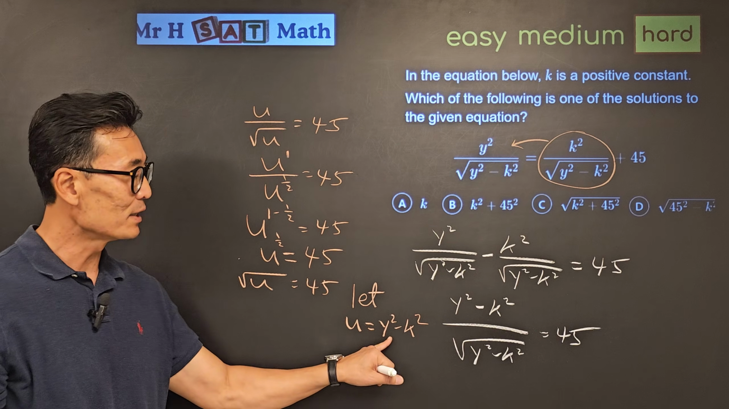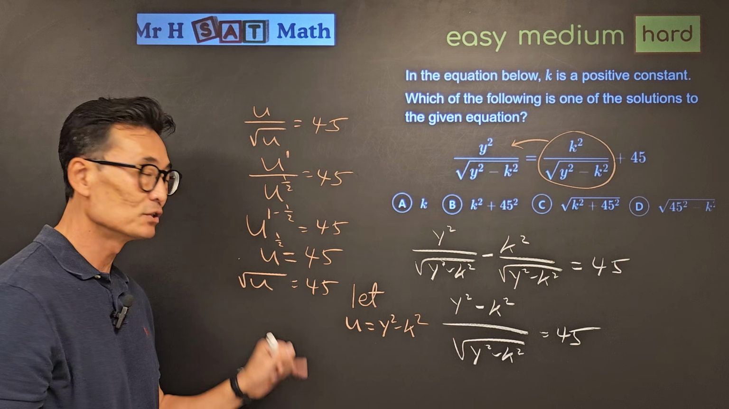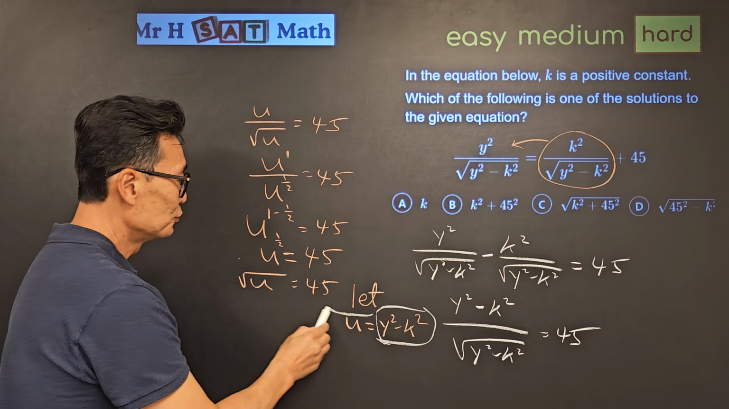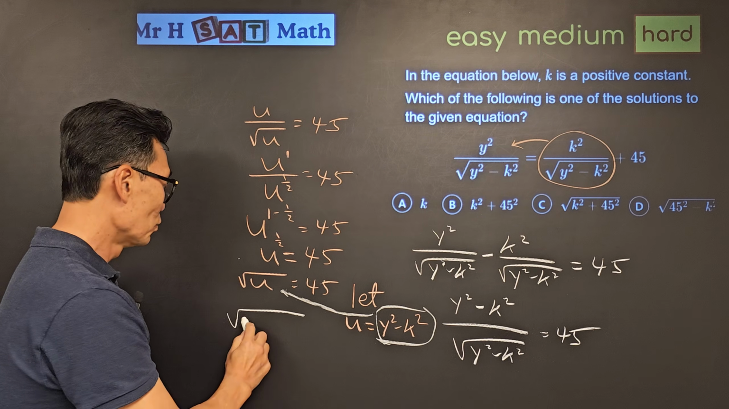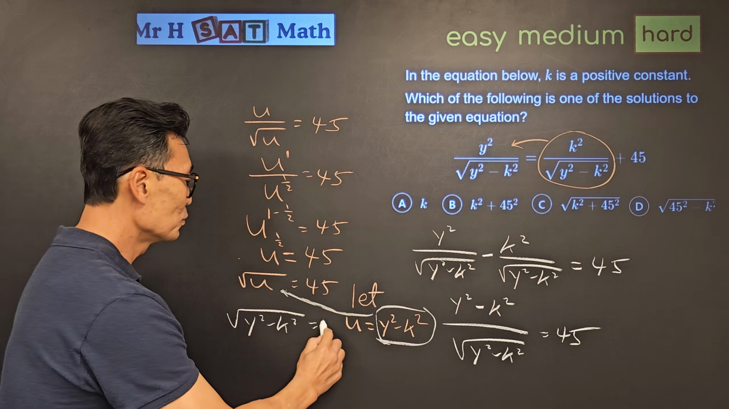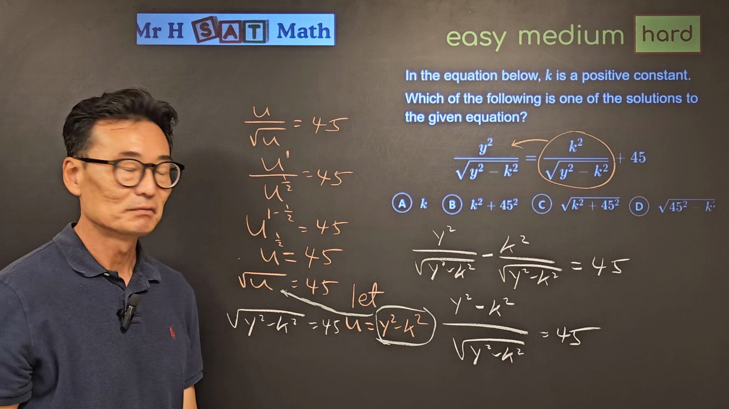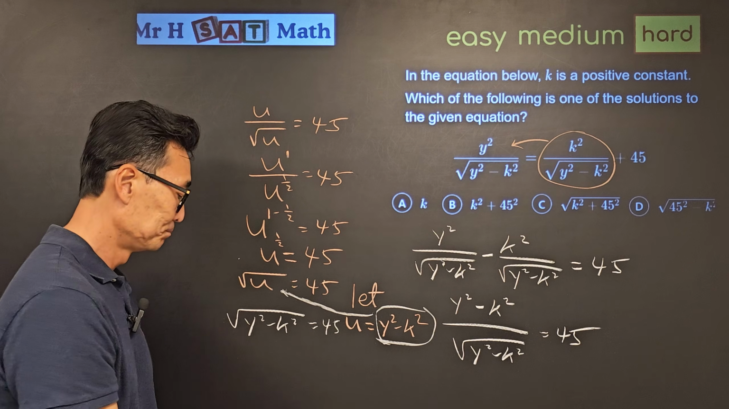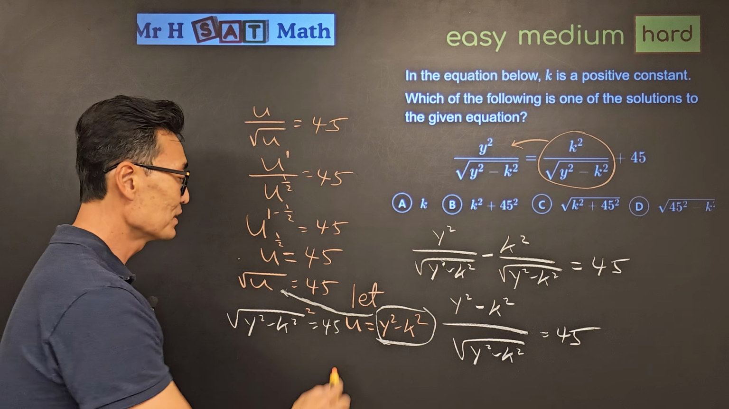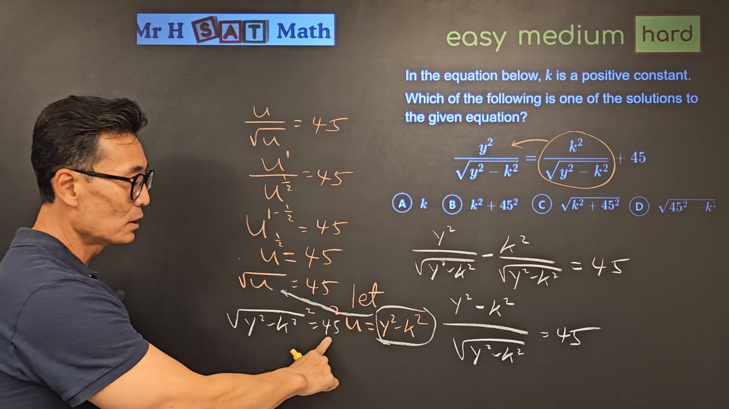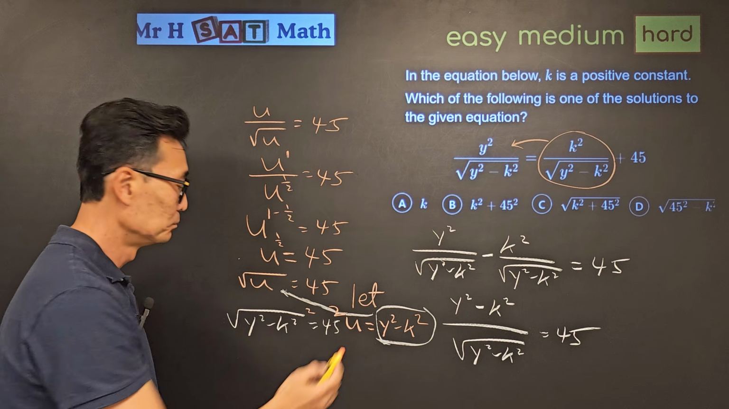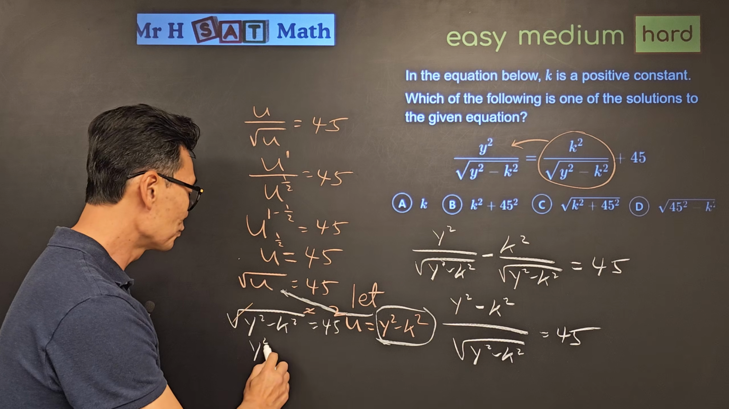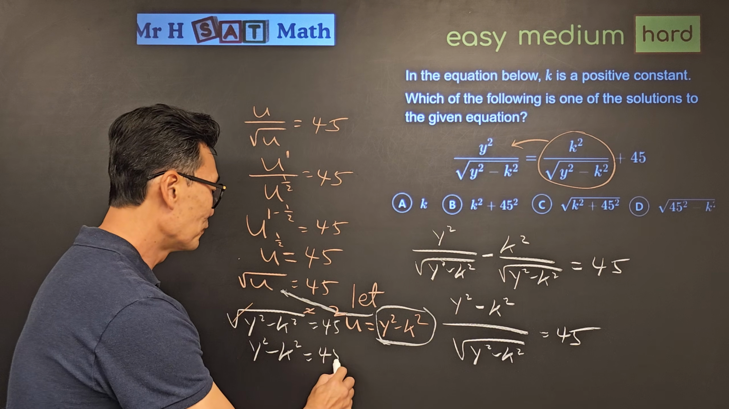Let's go ahead and take that y squared minus k squared back into the u. So we'll take that, substitute it back in for u, where we get square root of y squared minus k squared equals 45. Since we're trying to solve for y, we've got to get rid of that square root sign by squaring the left side and squaring the 45. The square sign and the square root sign will cancel out, leaving us with y squared minus k squared equals 45 squared.